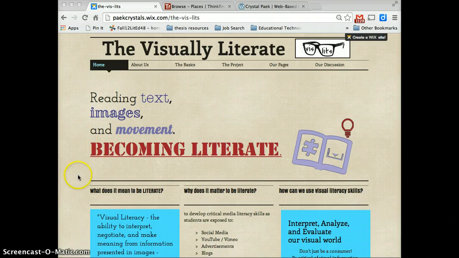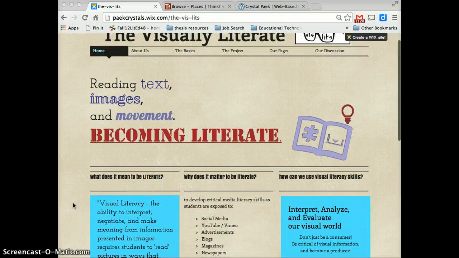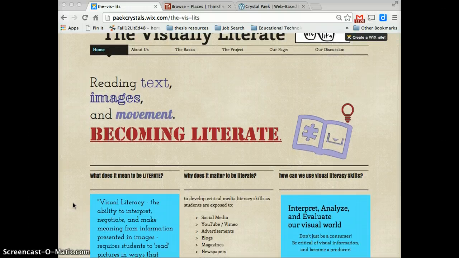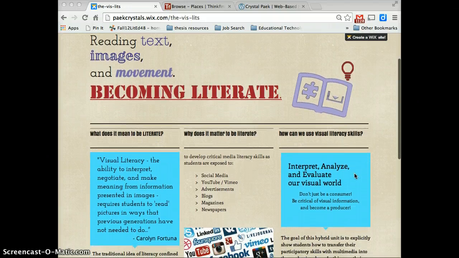Its original purpose and goal was to transfer participatory skills into academic skills, helping students to move from being a consumer to a producer by understanding multimedia. And I touch upon this on the homepage, and I talk about why it matters to be literate, since students are already exposed to so much multimedia and technology. They should develop skills to be able to interpret, analyze, and evaluate the images and videos that they see, and to not just consume that information, but to also become a producer.